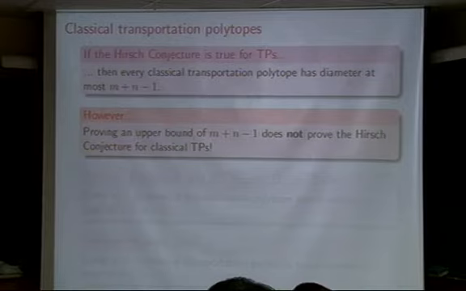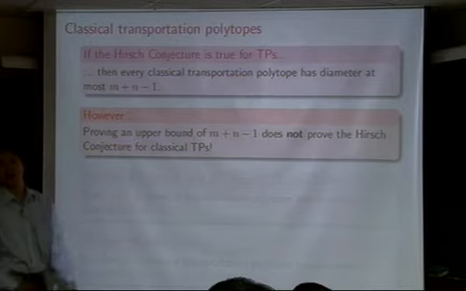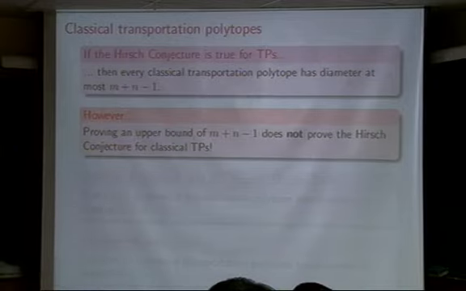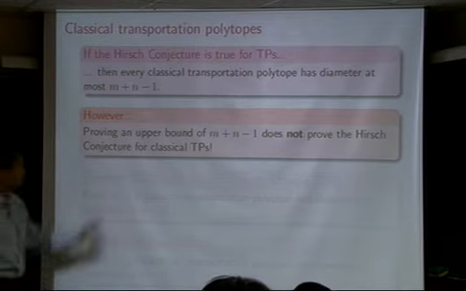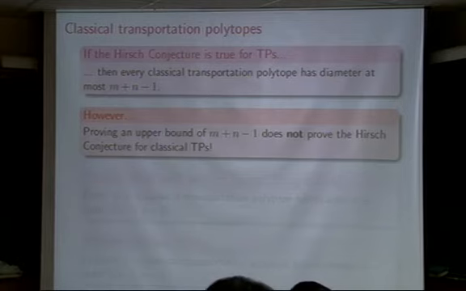Nevertheless, sometimes this m plus n minus 1 is called the Hirsch bound, even though it doesn't really involve the number of facets. It kind of almost does, right? So let's just go ahead and do that. Everybody else does it anyway.